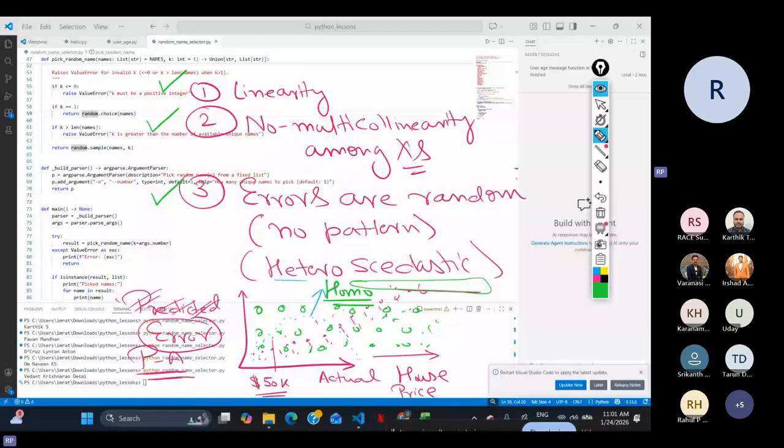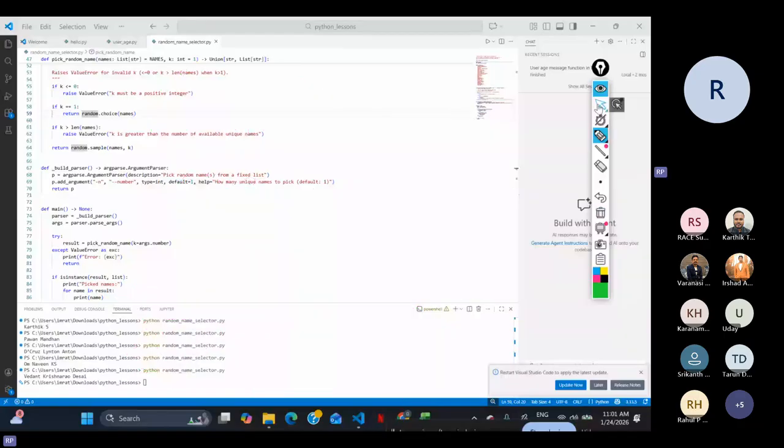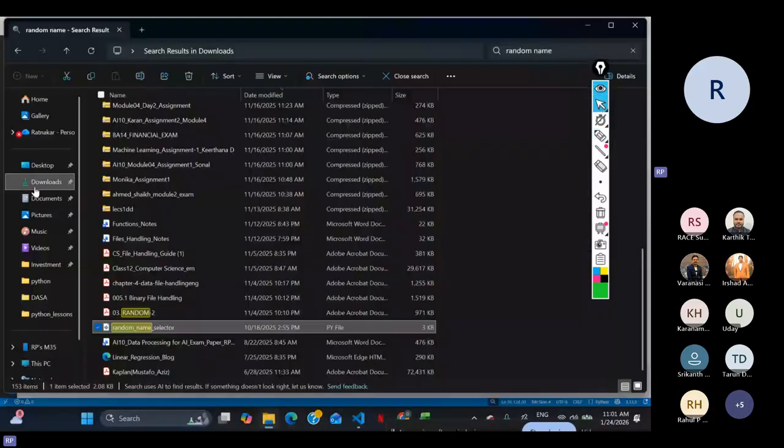Is this clear, people? Now we'll switch gears and talk about how we really evaluate the model as well. I think I created something just now.